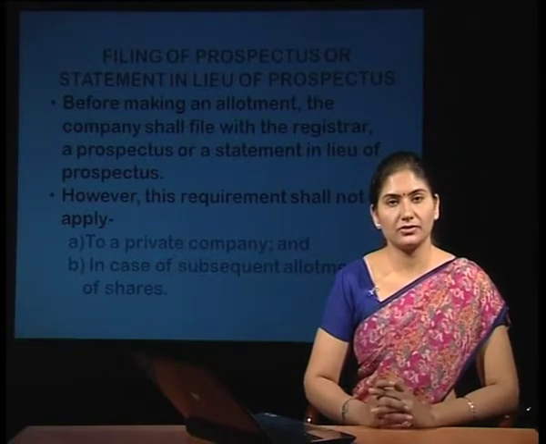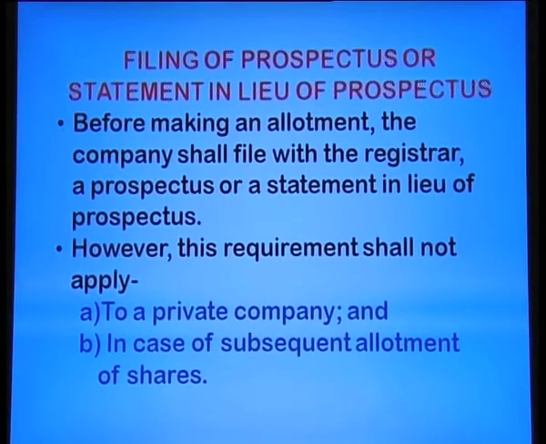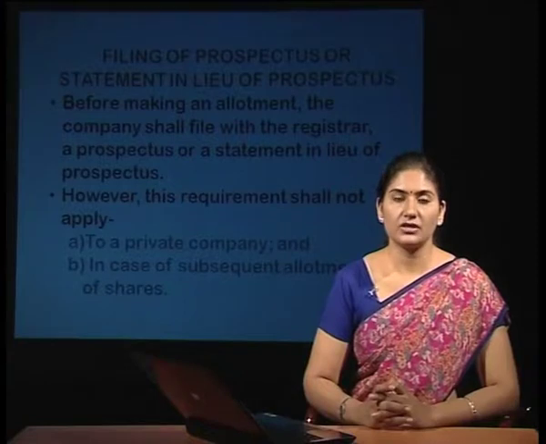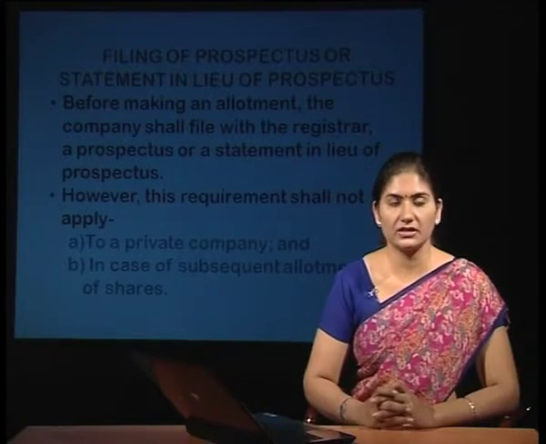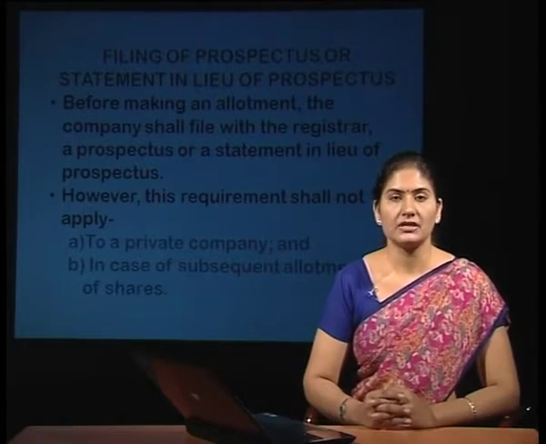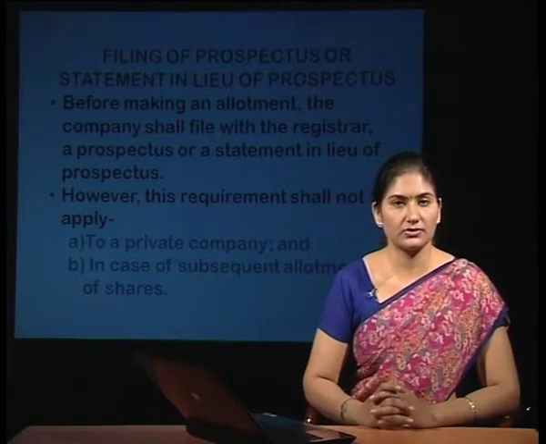Now, let us try to know about the other provisions. Before making an allotment, the company shall be filing with the registrar a prospectus or a statement in lieu of prospectus. However, this requirement shall not apply to a private company and in case of subsequent allotment of shares. So, the private company gets a privilege of not publishing a prospectus and filing the same with the ROC. A private company can allot the shares just by an agreement with the members and allotting the shares to them.